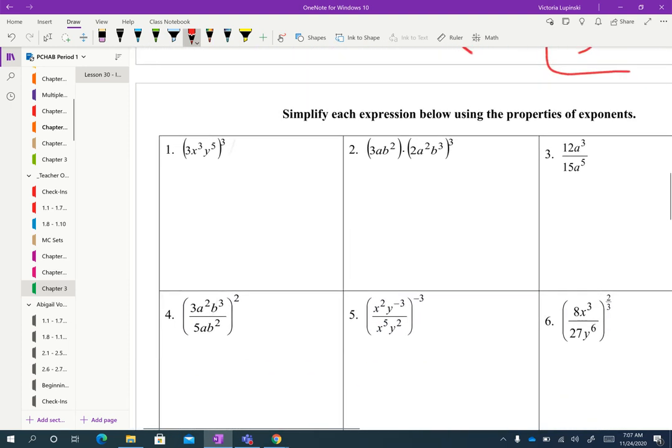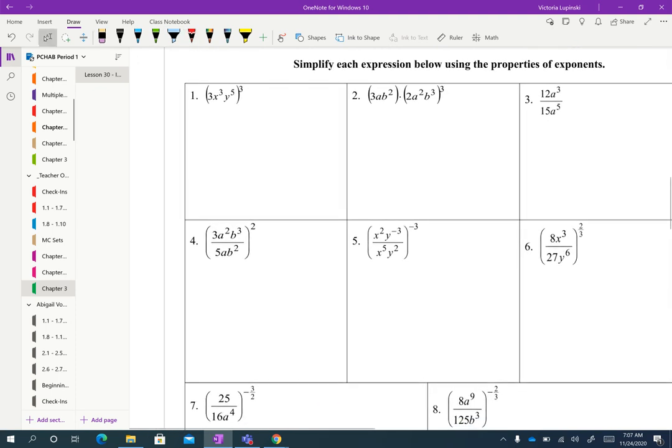If we take a look at our second page here, this is just a bunch of problems asking you to apply the properties of exponents.